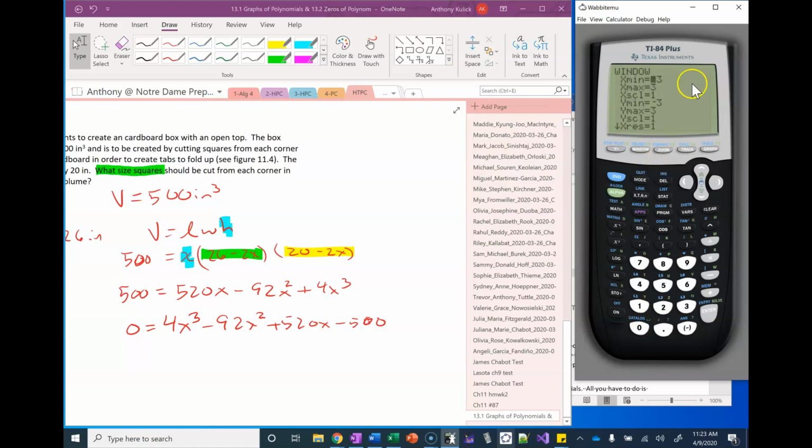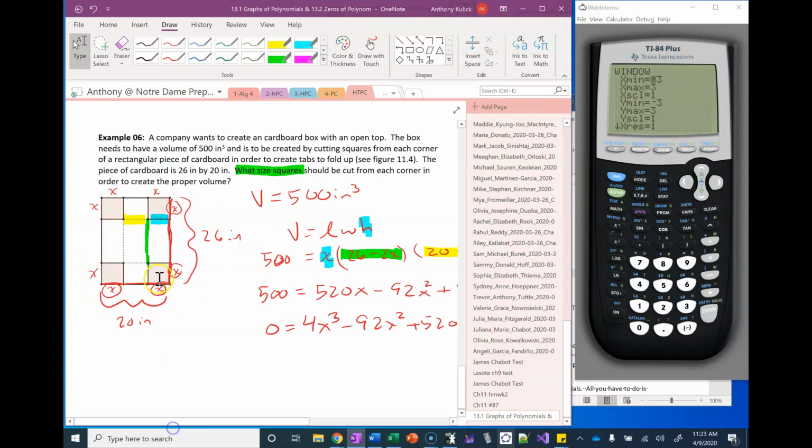And the window here, if I think about it for a moment, should be pretty obvious to us. The biggest value x could have would be 10, because if x was more than 10, you wouldn't have any side here. And x is also a length, so I know it has to be at least 0. It can't be any bigger than 10, because if it was like 11, you'd cut 11 from here, and you'd have only 9 left over here, and you couldn't do anything. So I know that it's somewhere between 0 and 10.